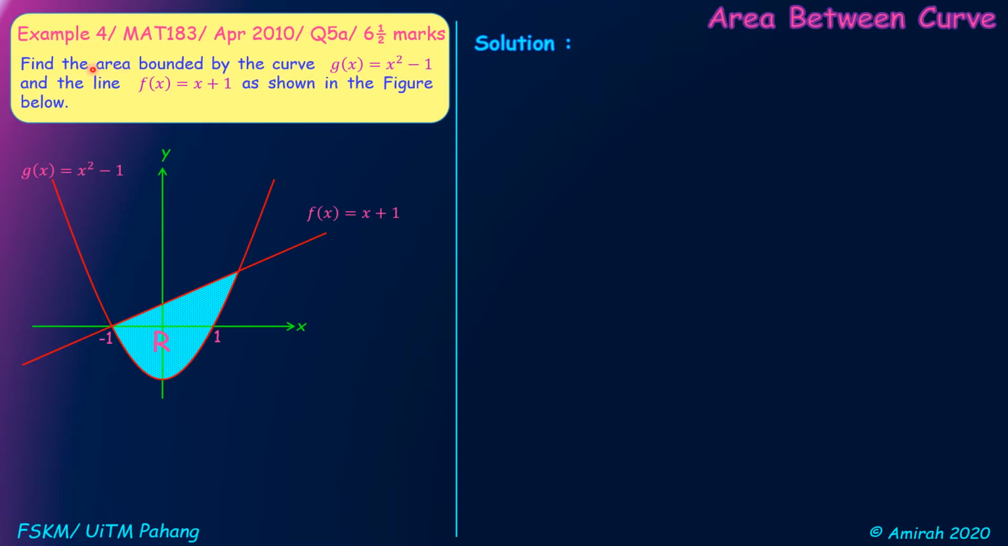In this video, we are going to discuss example 4 under area between curves. Find the area bounded by the curve g(x) equals x squared minus 1 and the line f(x) equals x plus 1, as shown in the figure below.